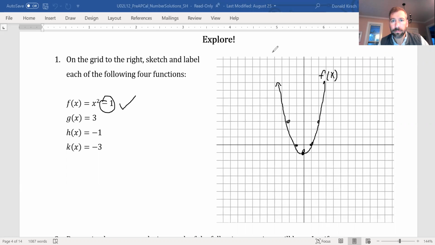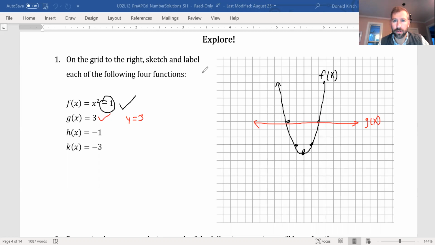The next one that we're going to sketch is g of x equals 3. This is the same thing as y equals 3, right? And so this is going to be going straight through where we have a value of y equals 3. 1, 2, 3. That's a horizontal line. Sorry, that should be going right through the 3. I'm a little low there, sorry. And that's going to be g of x.